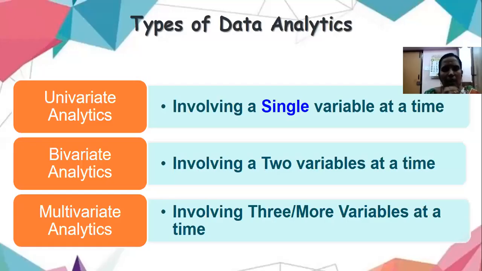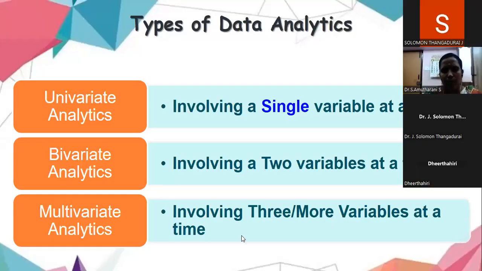What are the other types of analysis? There are three types of analysis: univariate analysis, bivariate analysis, and multivariate analytics. In univariate analytics, one variable is used by the researcher to do the research work.